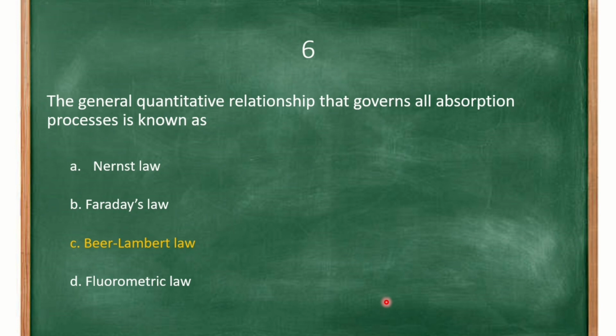Then D, fluorometric law. Fluorometric law is associated to fluorescence measurement. So where there is fluorescence emission, that concept, that's where this fluorometric law applies. Okay.